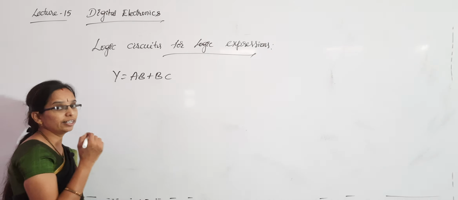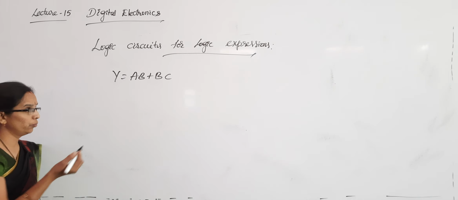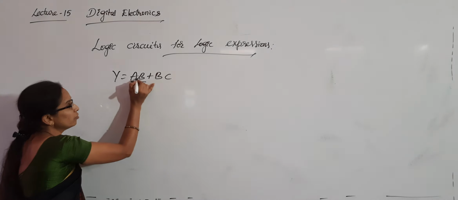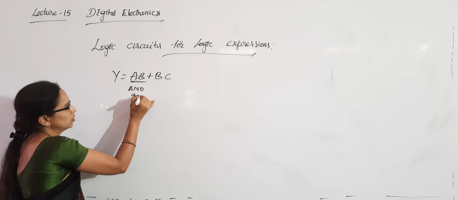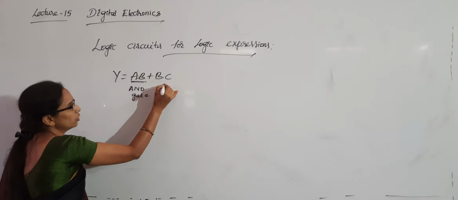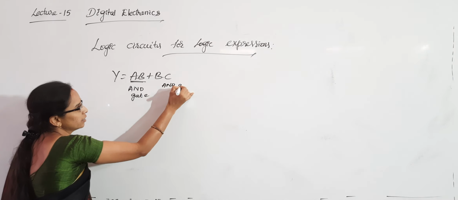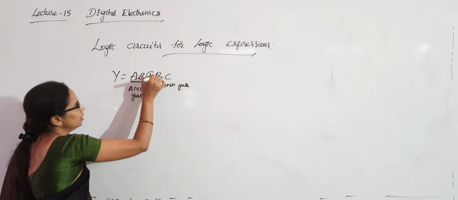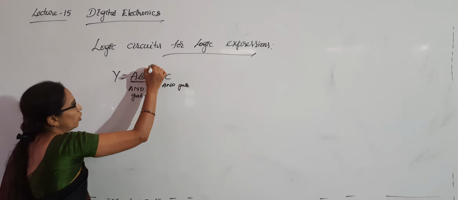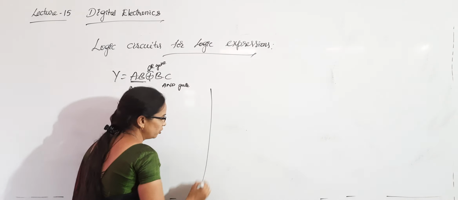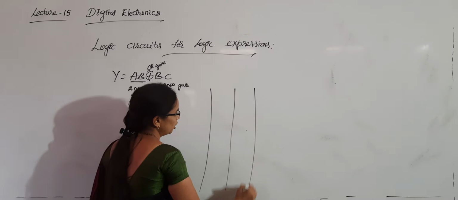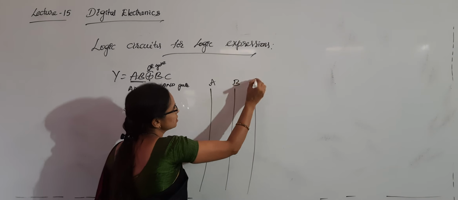For that we have to draw the logic circuit. Here you can find a dot, you need an AND gate. Here also you can find a dot, you need an AND gate again. Here you have an OR gate. AB plus BC. First I will draw 3 inputs A, B, C.